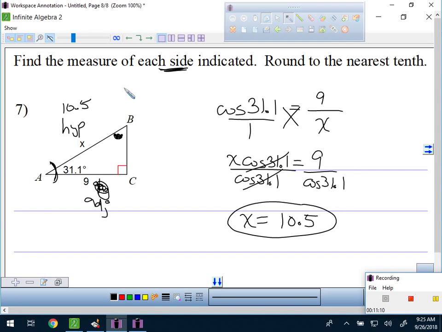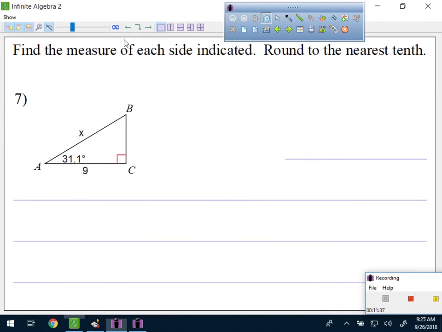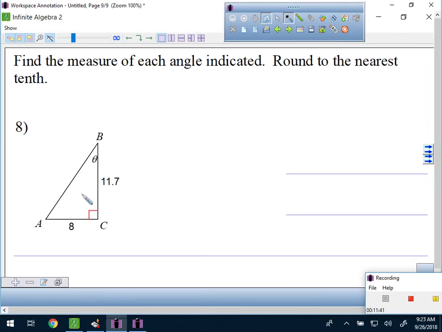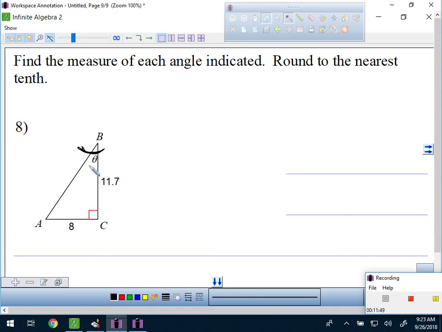All right, now, number 7 was all about finding a side. Number 8, though, is actually about finding an angle. So, again, you could use law of sines for this as well, because you could pair up the angle with 8 and the 11.7 with that angle, but I'm not. I'm going to use the trig ratio. So here's the angle that I need, that angle right there.